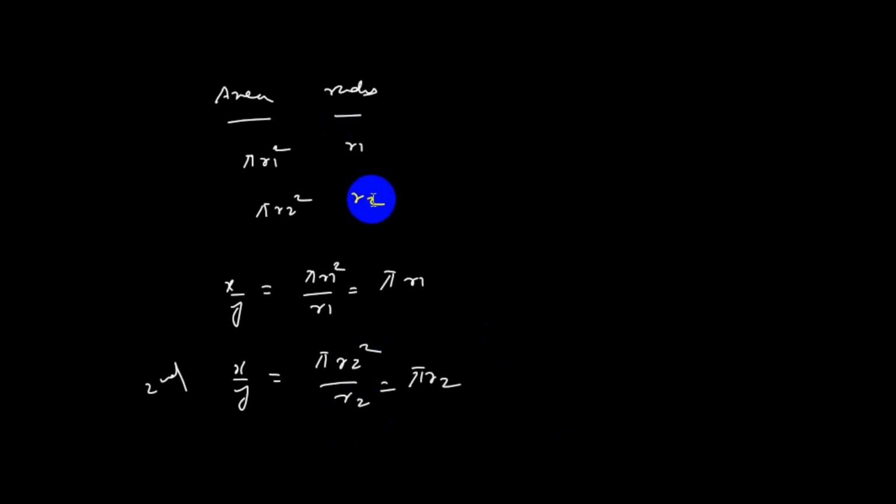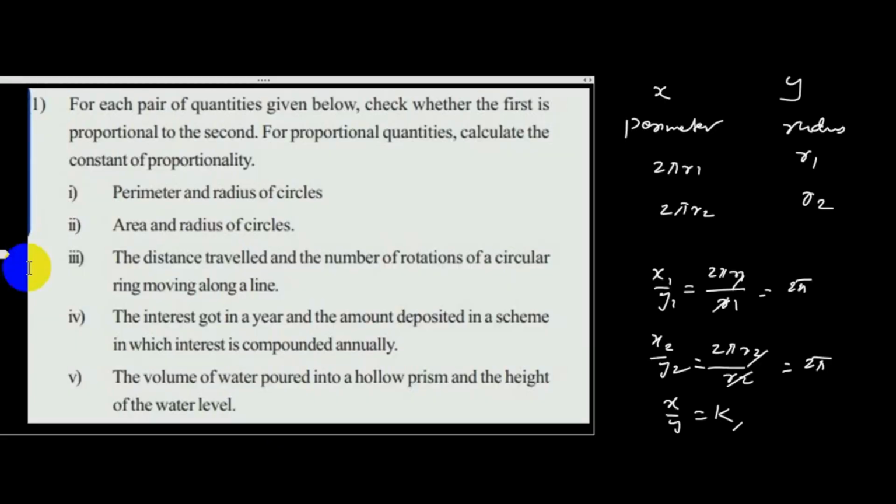r1ഉം r2ഉം ഡിഫറെൻ്റ് ആണ്. πr1 എന്ന് കിട്ടുന്ന ആൻസർ അല്ല πr2 കിട്ടുന്നത്. അപ്പൊ എന്താ മനസ്സിലാവുന്നത്? x/y ഈസ് നോട്ട് ഈക്വൽ ടു എ കോൺസ്റ്റന്റ് k. Therefore area is not proportional to radius. That we understand. That is the second question.